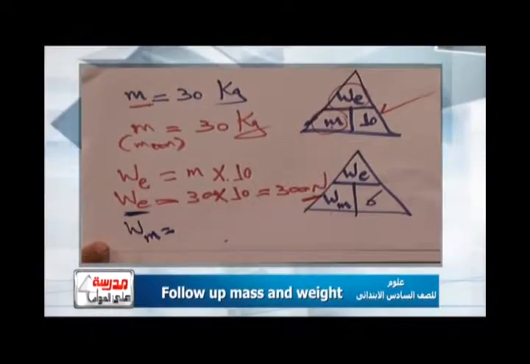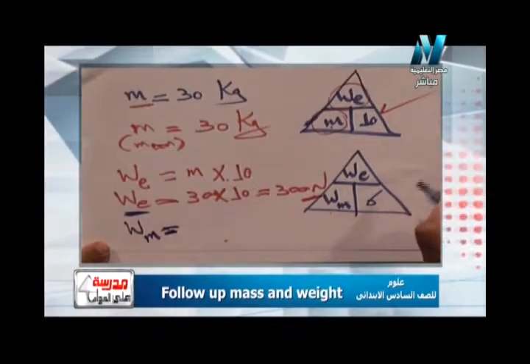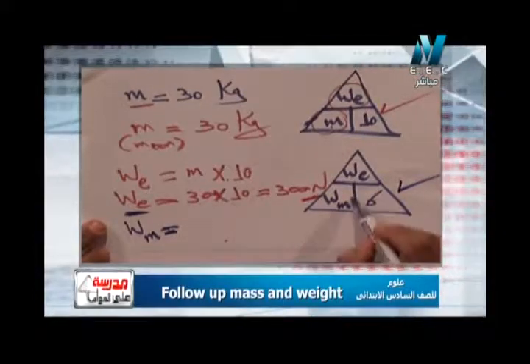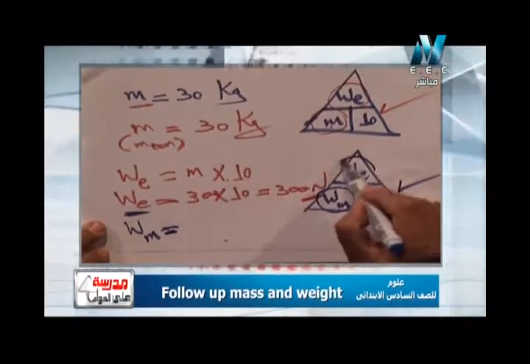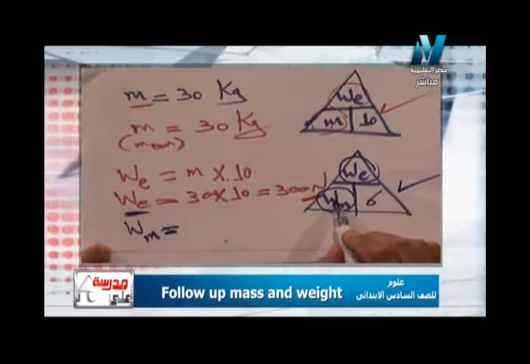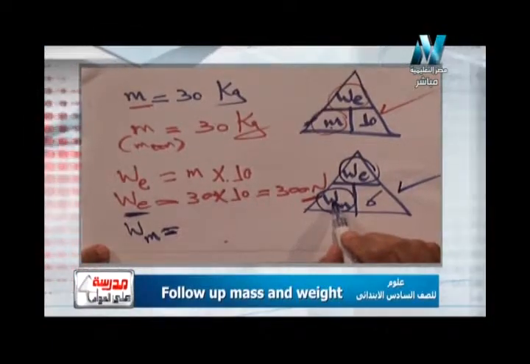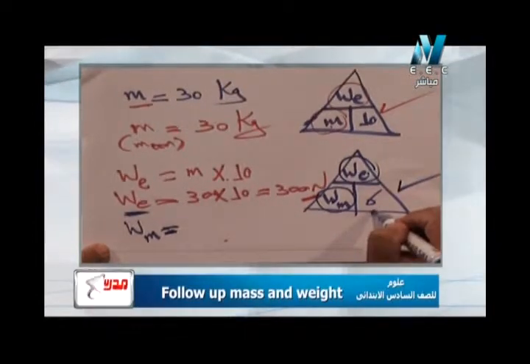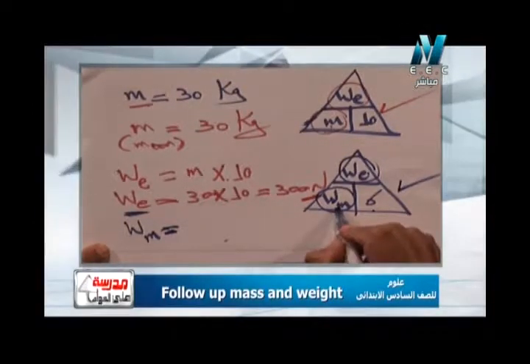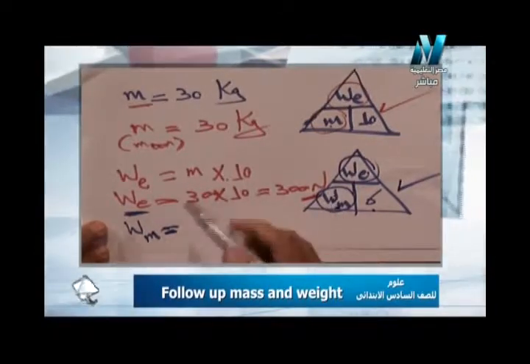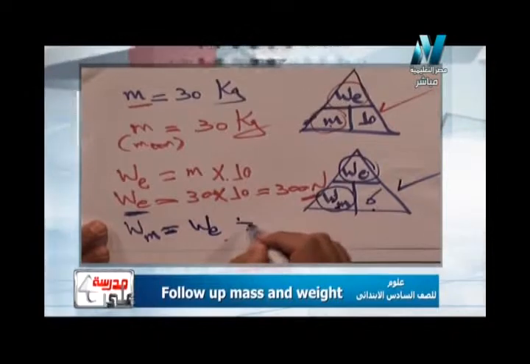Okay? Surely, which rule will I use? Surely the second rule, because I want the weight on the moon and I have the weight on the earth. So I put my finger on the weight on the moon, and weight on the moon equals weight on the earth divided by 6. If I want the weight on the moon, it will be the weight on the earth divided by 6.